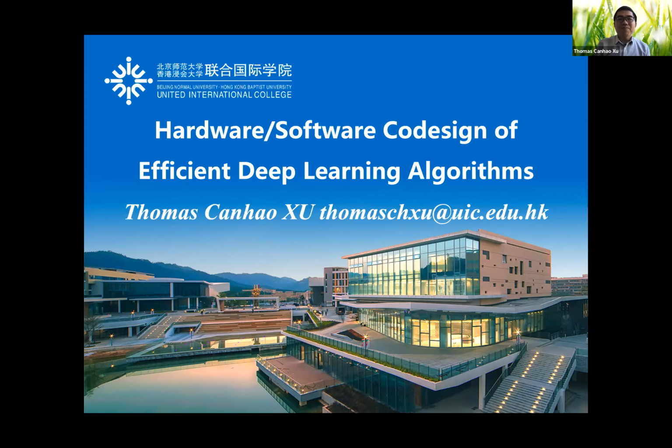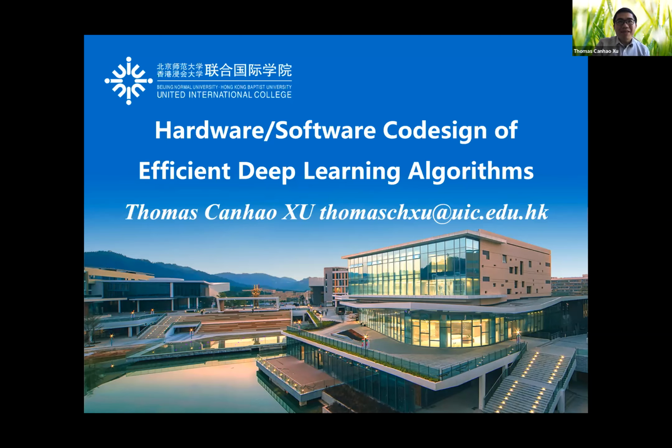As you know, I'm Thomas. I'm from Beijing Normal University, Hong Kong Baptist University, United International College, in Zhuhai. We have a joint college for education purposes in Zhuhai. The college started about 15 years ago, and last month we celebrated our 15-year anniversary. It's a long time.